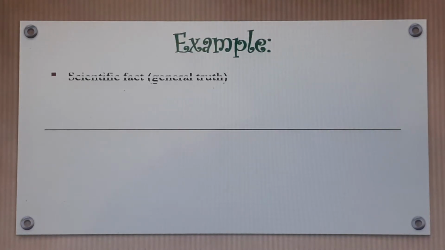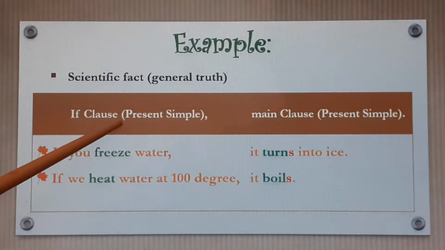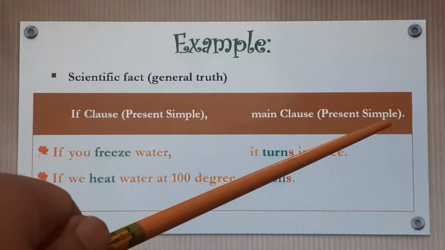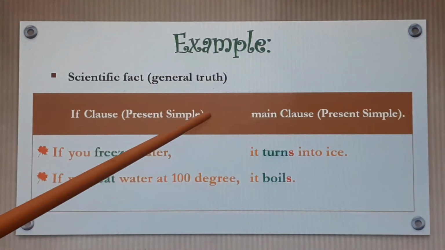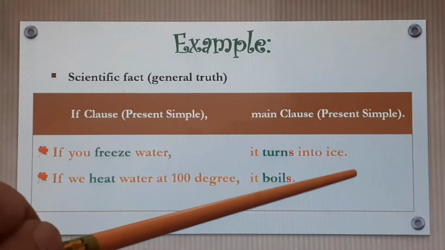Okay, now these are the examples. The first one, the example of scientific fact or general truth. So this is general truth related to scientific fact. You can pay attention here. We have if clause, use present simple, and main clause, use present simple too. And these clauses are separated by comma in the middle. Example number 1, if you freeze water, it turns into ice.